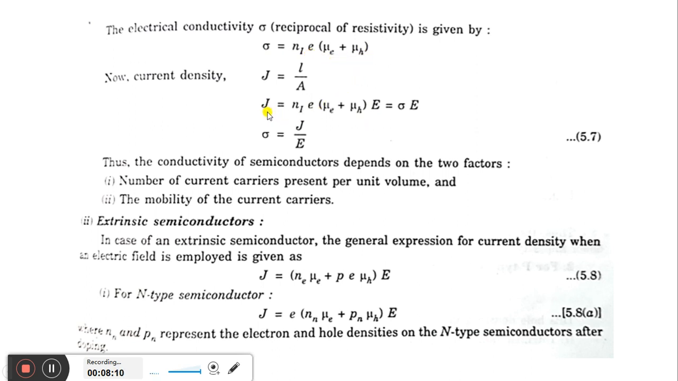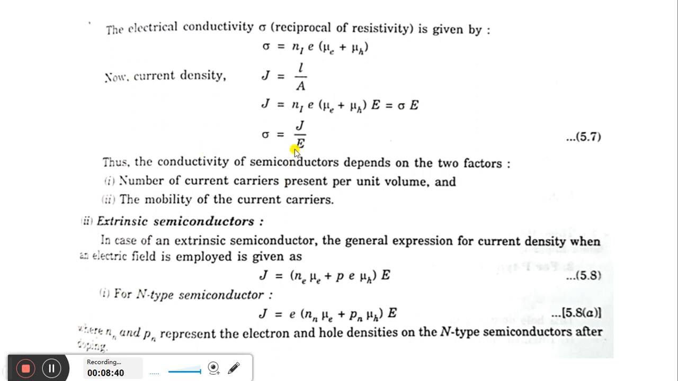So we can write here current density equals n i e (mu e plus mu h) and capital E. What is this? This is sigma E. Or we can write this conductivity sigma equals J by E. So these are some expressions which have been manipulated for the case of an intrinsic semiconductor.